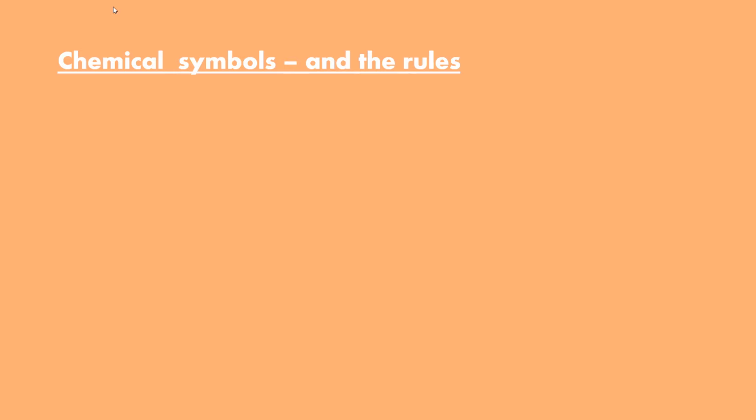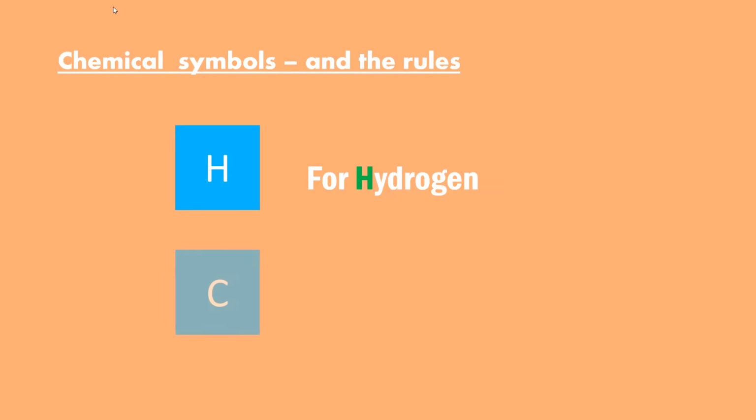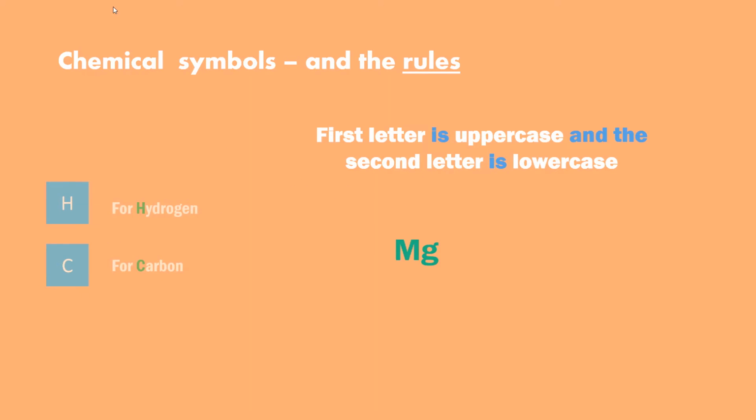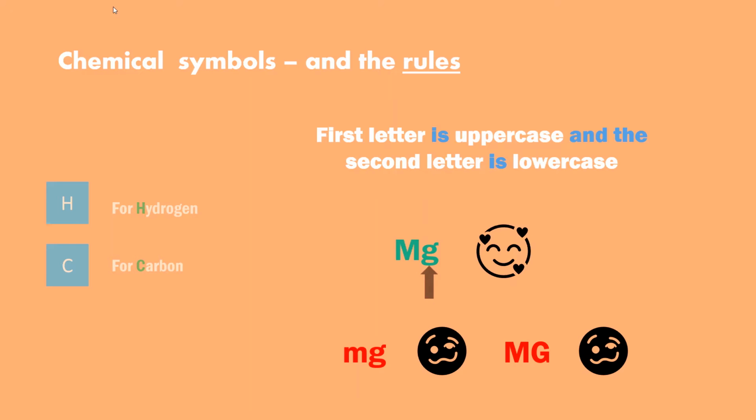And these chemical symbols have to follow rules. So H for hydrogen is in capital letters, and this is the same for carbon. And the first letter is uppercase and the second letter is lowercase. So in the case of magnesium, M is uppercase and g is lowercase. So it's not lowercase m and lowercase g, and it's not uppercase M and uppercase G.